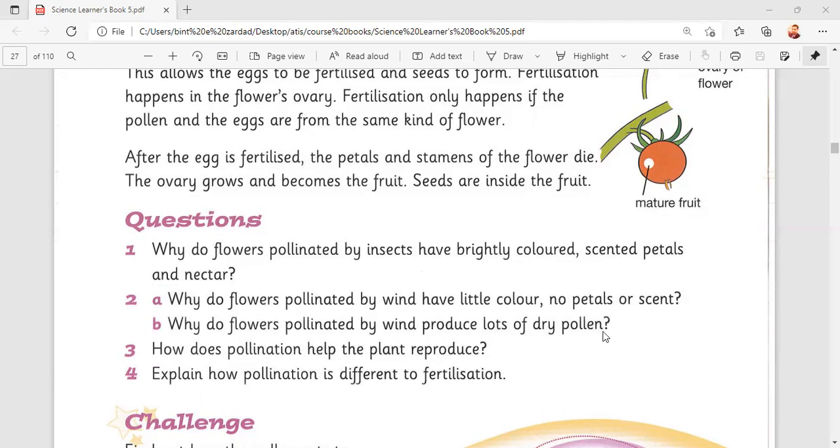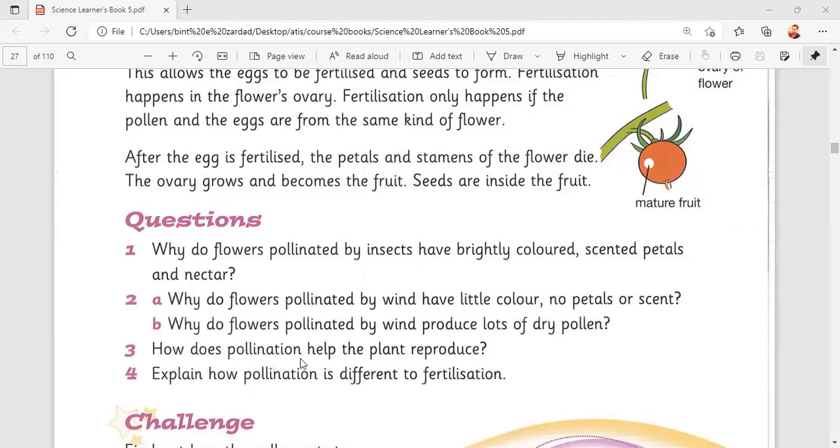Why do flowers pollinated by wind produce lots of dry pollen? Obviously, they need lots of pollen because the wind blows it in all directions, not in one direction, and not only onto other flowers. So not all the pollen reaches other plants. That's why that kind of flower has lots of dry pollen.